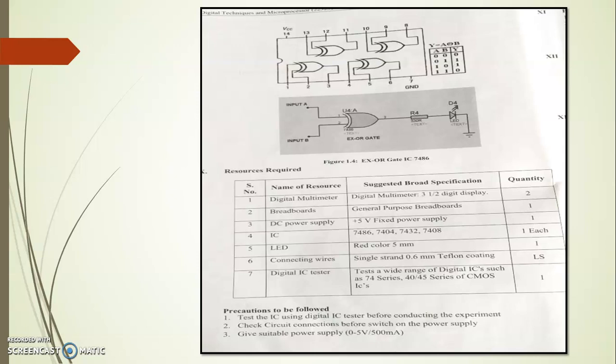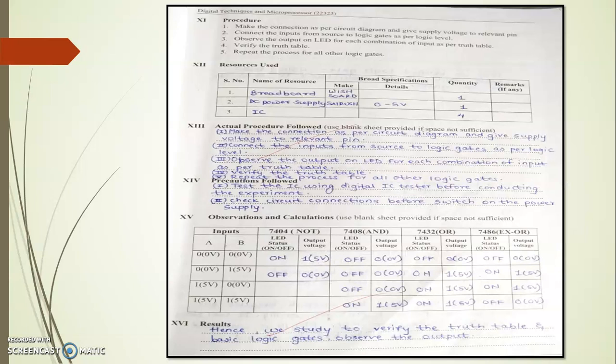What resources are required? You require a digital multimeter, breadboard, DC power supply, IC, LEDs, connecting wires, and a digital IC tester. The digital multimeter quantity is 2, breadboard 1, DC power supply 1, IC 1. What type of IC you are using should be mentioned in the resources. These are also some precautions you have to follow when switching on the power supply.